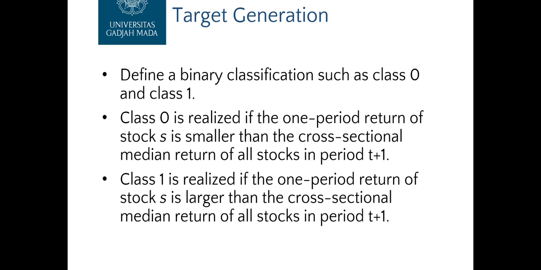This is for target generation. Order all one-period returns of all stocks s in period t plus 1 in ascending order and cut them into two equally sized classes. Class 0 is realized if the one-period return of stock s is smaller than the cross-sectional median return of all stocks in period t plus 1. And class 1 is realized if the one-period return of s is larger than or equal to the cross-sectional median.